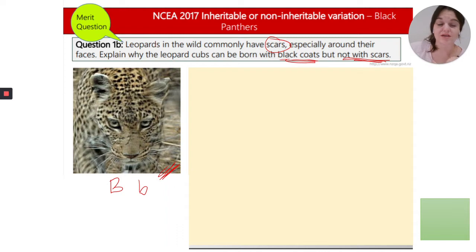It's asking about why is fur colour inheritable? Why can that be passed on from a mum and dad to their offspring, but scars can't? So even if this leopard's gotten into a lot of fights, has a lot of scars, you can see them all there, why can't she pass them on to her offspring?